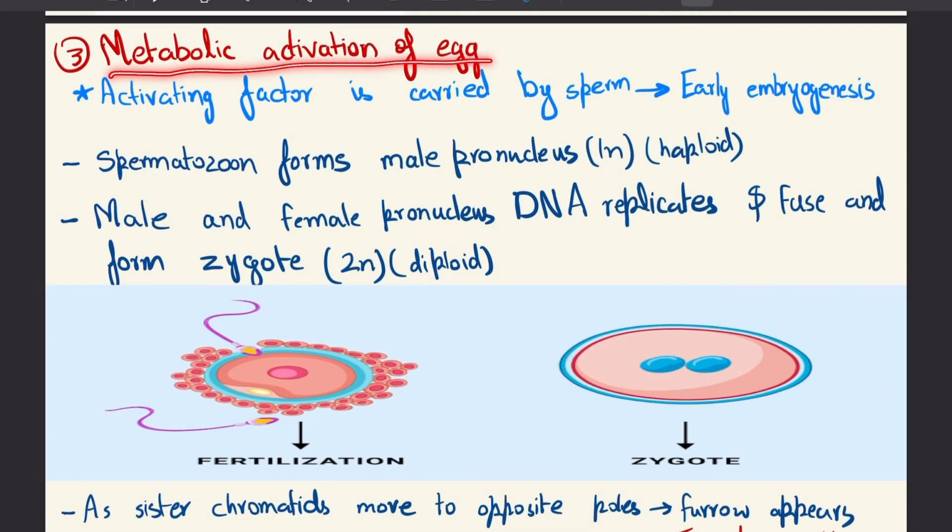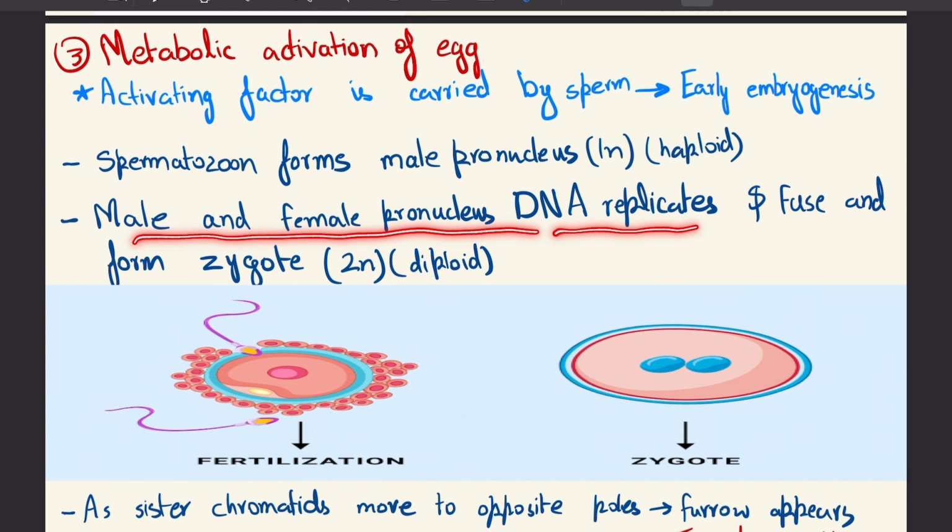Next is metabolic activation of the egg. The activating factor is carried by the sperm and leads to early embryogenesis. Spermatozoon forms the male pronucleus that is also 1N haploid. Male and female pronucleus DNA replicates and fuses and forms the zygote that is 2N diploid. Here is the fertilization that leads to zygote formation.